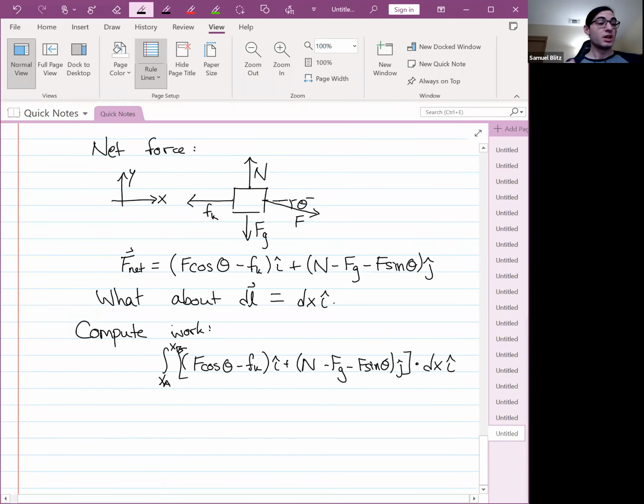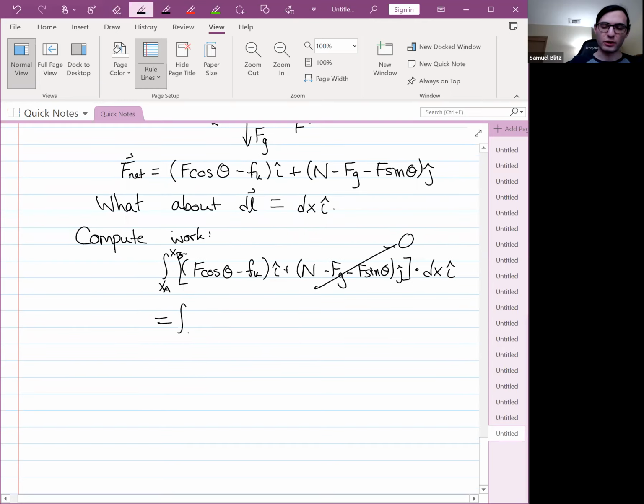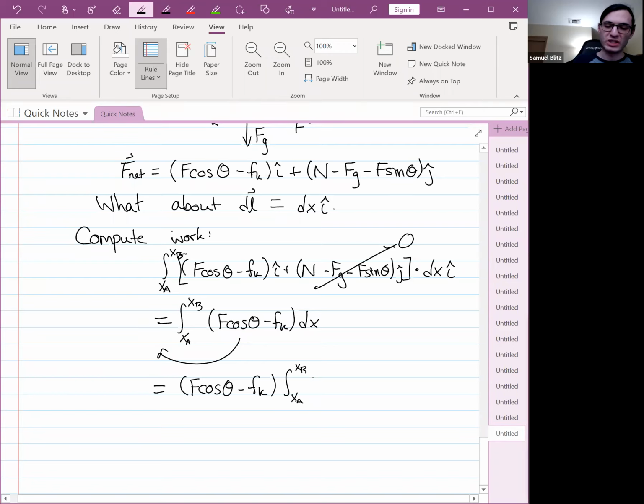Now, the important part is that j hat dotted into i hat is 0. So this term goes away. All we're left with is this term, an integral from xa to xb of f cosine theta minus f sub k dx, because i hat dot i hat is 1. Now these are constant, so we can pull them out. So we get f cosine of theta minus f sub k times an integral from xa to xb of dx.